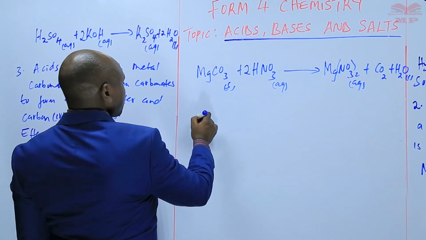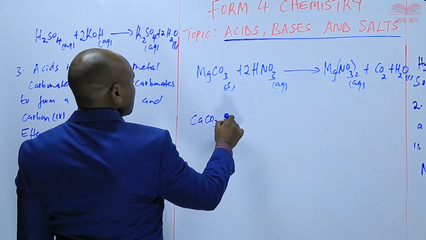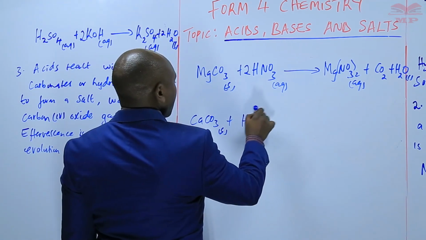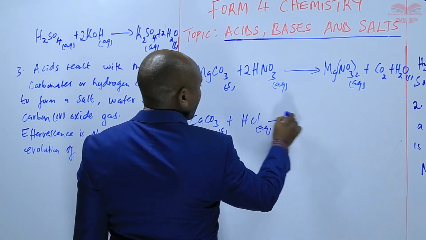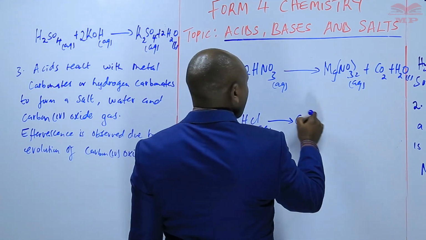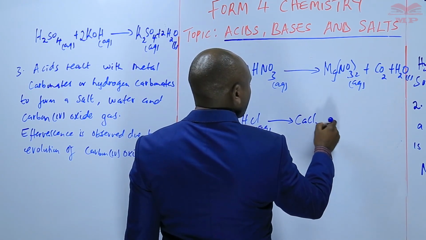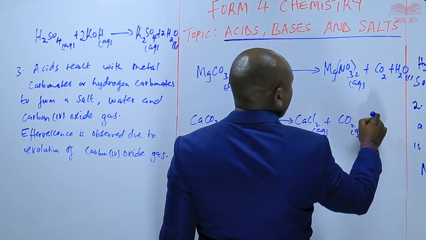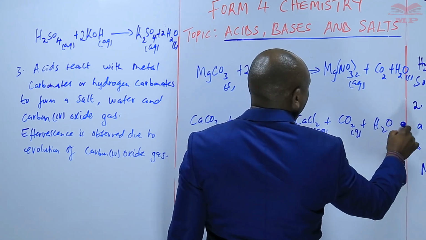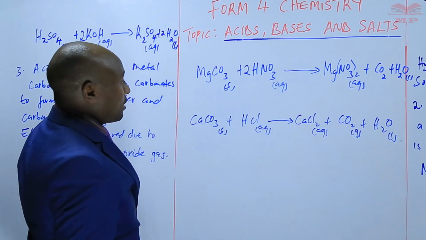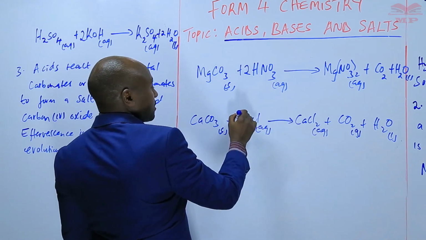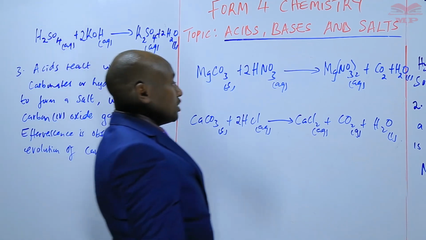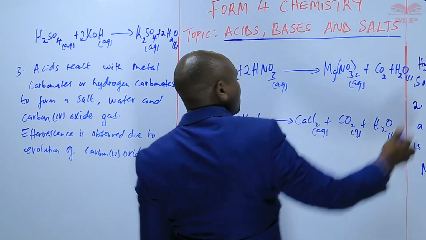Another example, we can have calcium carbonate plus hydrochloric acid. And here we shall have calcium chloride plus carbon dioxide gas plus water. So basically that, then you balance the chlorides and they are balanced, and that is it. So in each of these, there is carbon dioxide that is being produced.